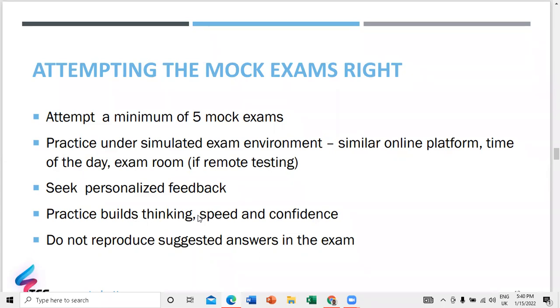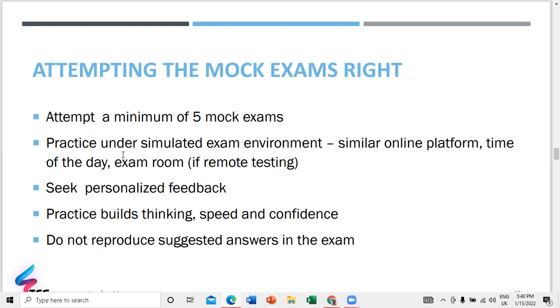What are you supposed to do? Attempt a minimum of 5 mock exams. Why am I telling you this? Because OCS is, as I told you earlier, highly technical. So because of that, you cannot cover all the syllabus content if you do less than 5 mocks. Okay, believe me, you need to do 5 mocks. Then you can actually relax when facing the exam. So attempt a minimum of 5 mocks.